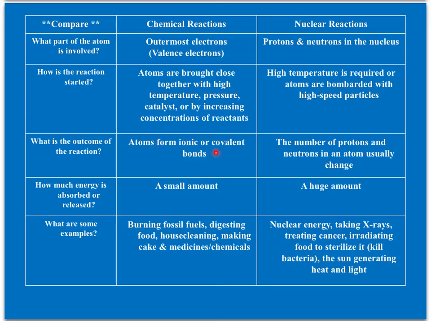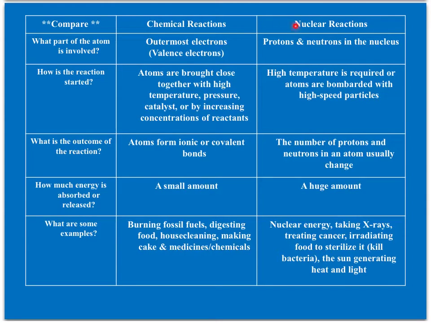So atoms, again, form ionic bonds, metal and nonmetal, or covalent bonds, two nonmetals sharing valence electrons. So how much energy is absorbed or released? A very small amount. So what are some examples?